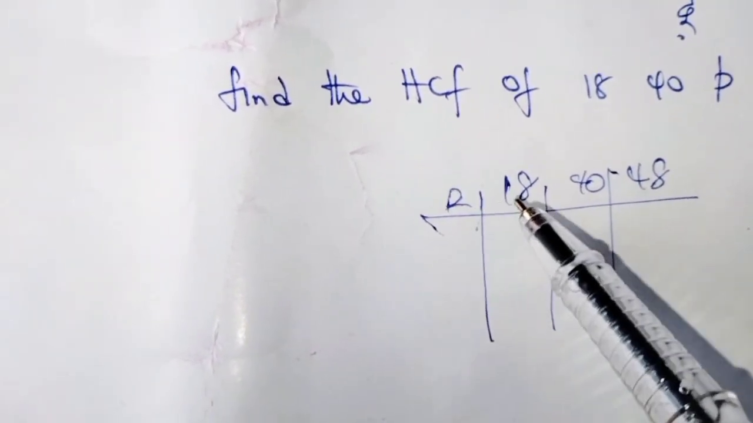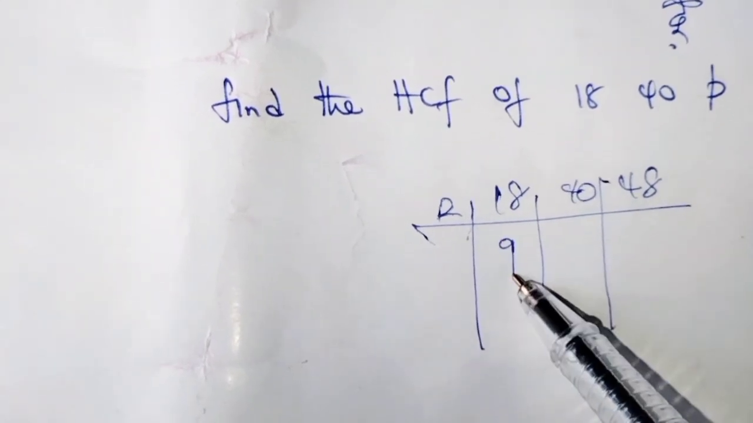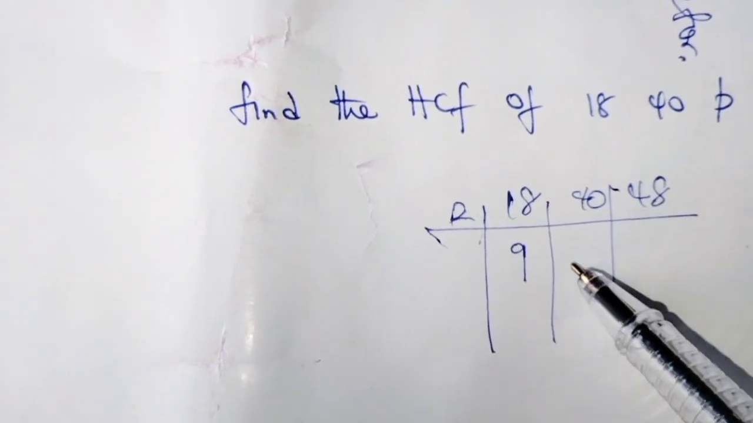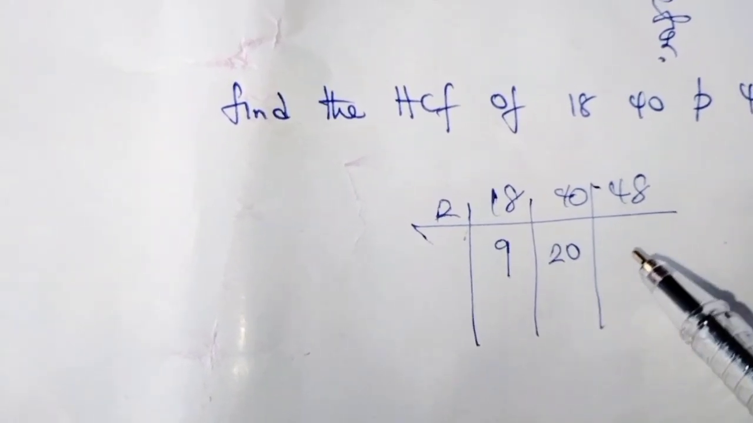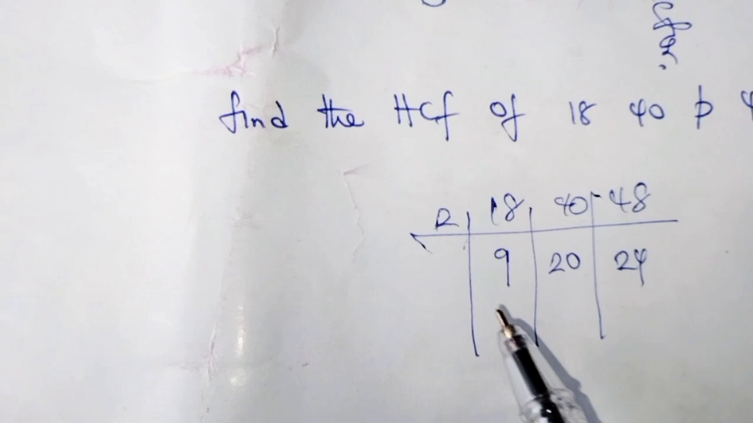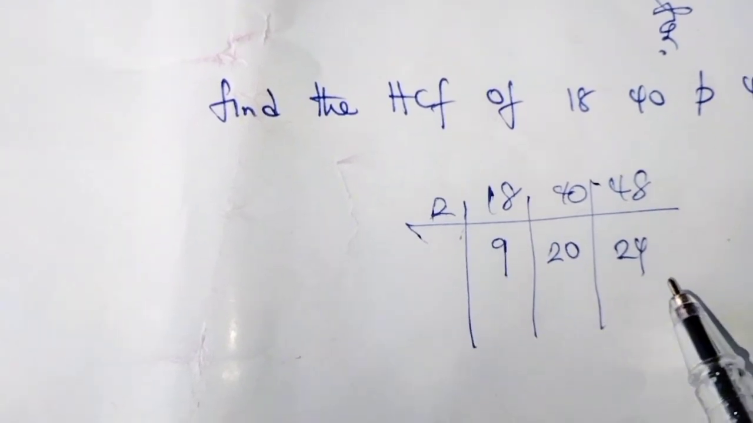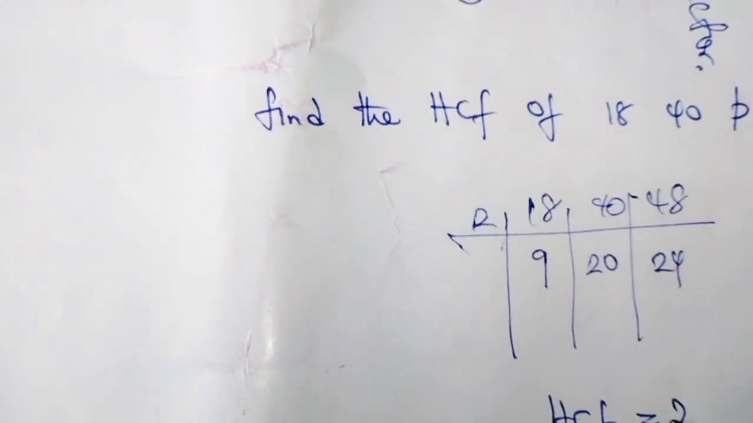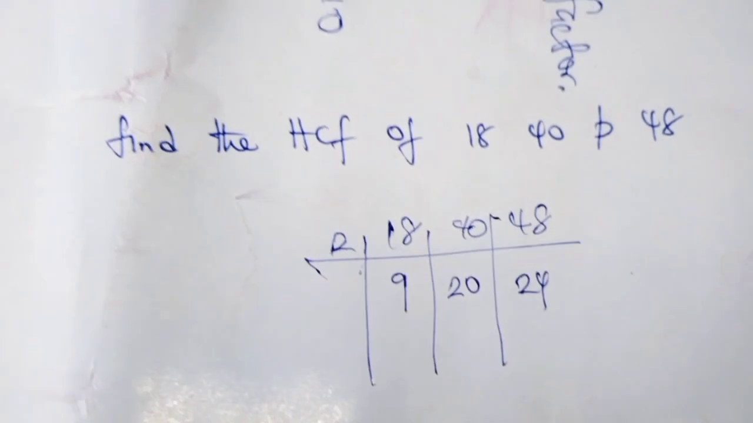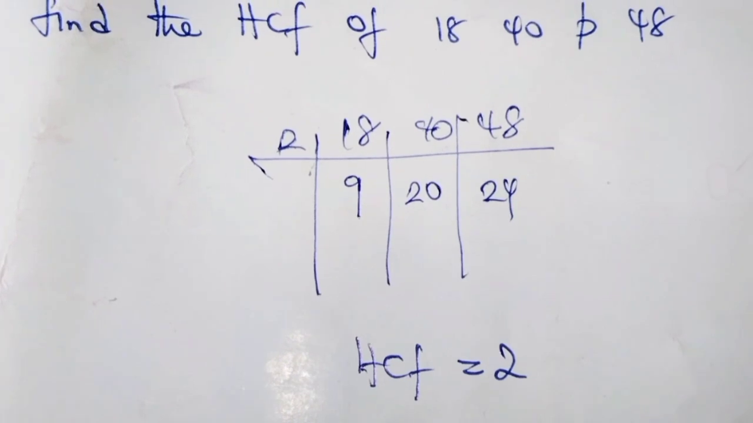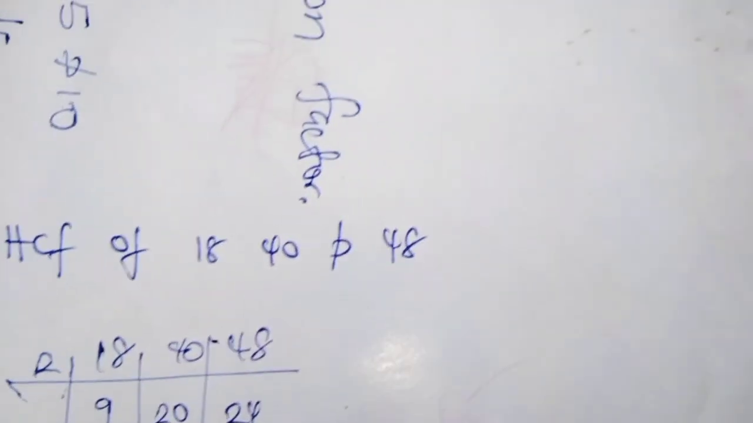So we have 2. 2 into 18 will give me 9. 2 into 40 will give me 20. 2 into 48 will give me 24. I don't have a number that can divide into all of these anymore. So my HCF is what? 2. We can do it with the prime number method. Let's see if it will give us the same answer.